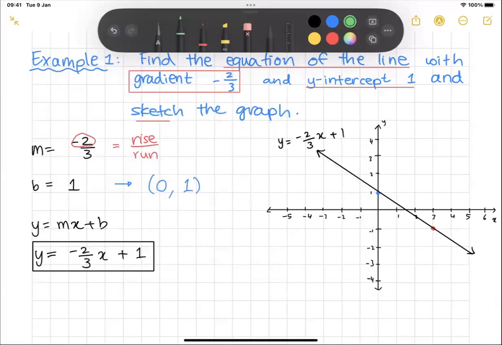Now, one thing I would like to preface, whenever you sketch the graph or graph something, you need to make sure that you are labeling where your X and Y axis is. Make sure that your increments on those axes are equal.